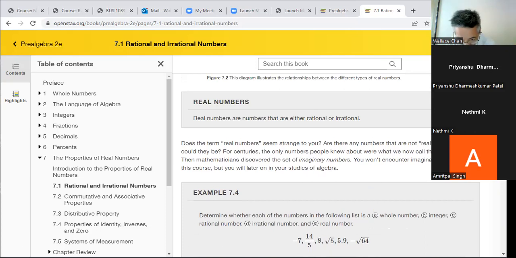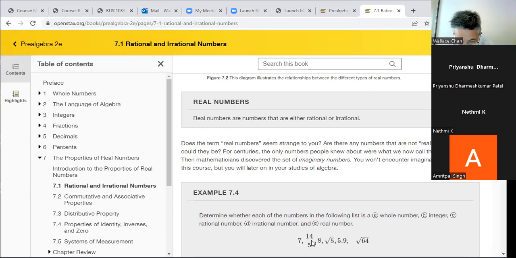Okay, let's take a look at the second number. Is it a whole number? No. Is it an integer? No. Integer is basically all the whole numbers as well as negative integers. For example, -2, -3, -4, 0, 1, 2, 3, 4, 5. Those are integers. Is it a rational number? Yes, because it can be presented as 2.8. 14 over 5 is 2.8.